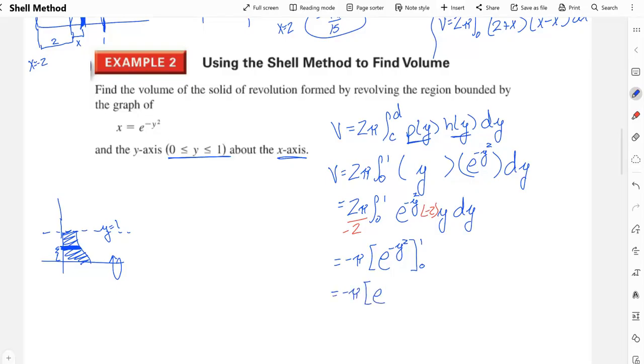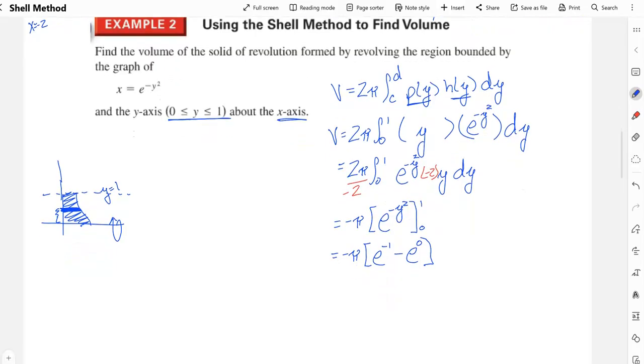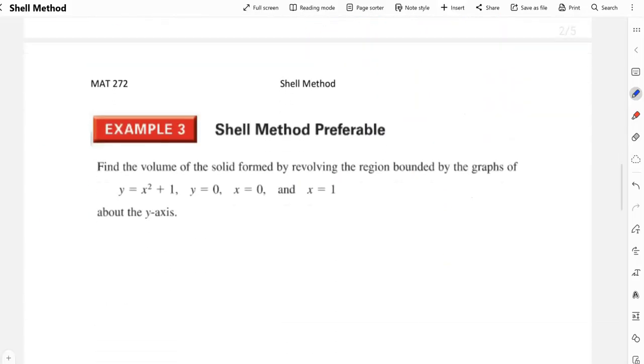When I plug in 1, I get e to the negative 1. When I plug in 0, I get e to the 0, which is 1. So this is going to be 1 over e minus 1. And then I'm going to distribute that negative in, which is going to change the signs here. So my final answer, I'm going to write as 1 minus e times pi. So it's not a nice answer, but that is the answer to that one.